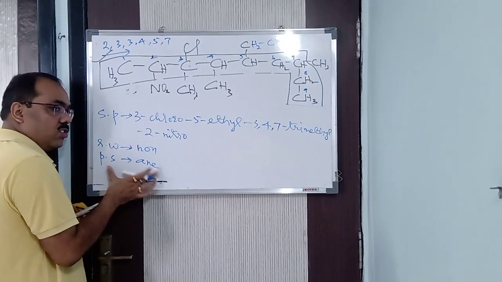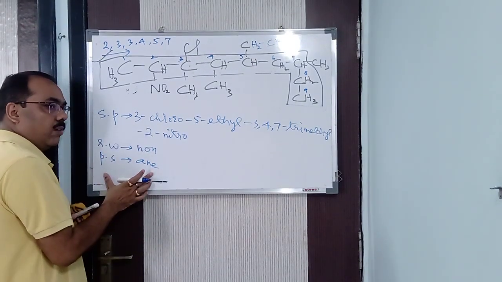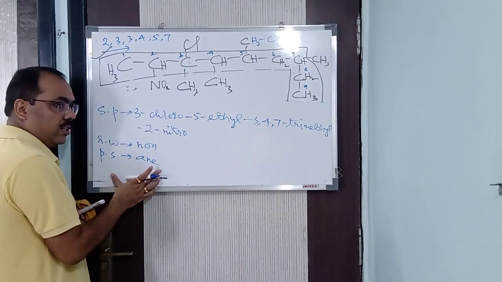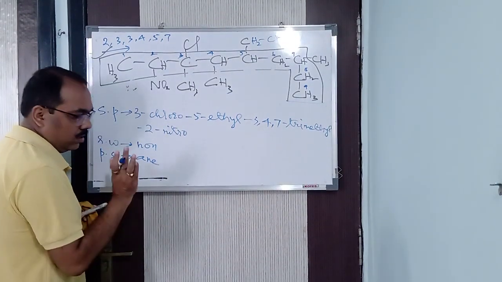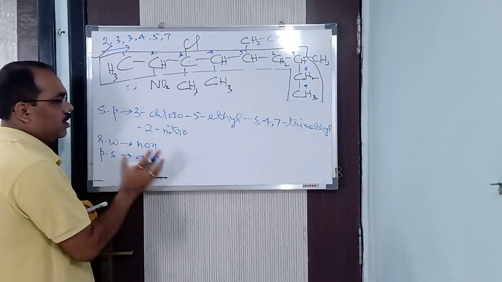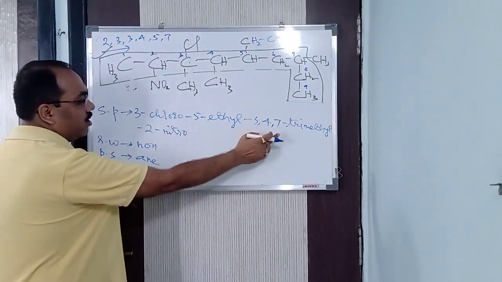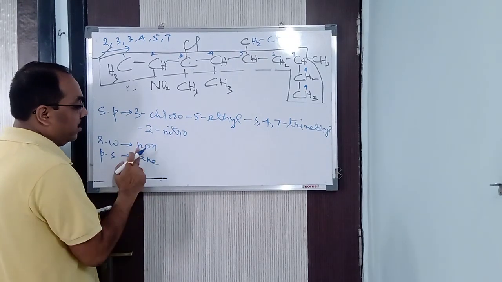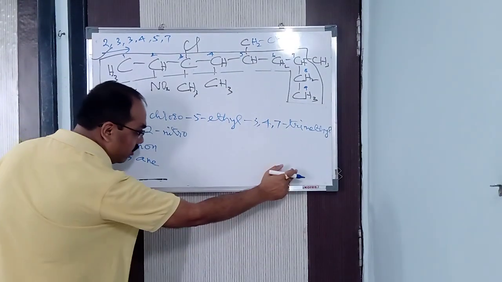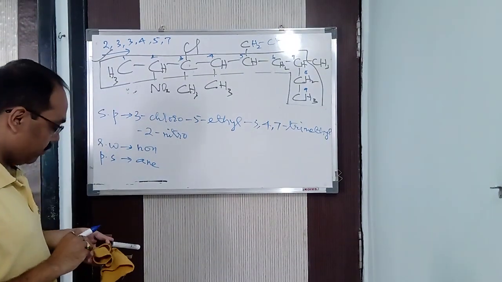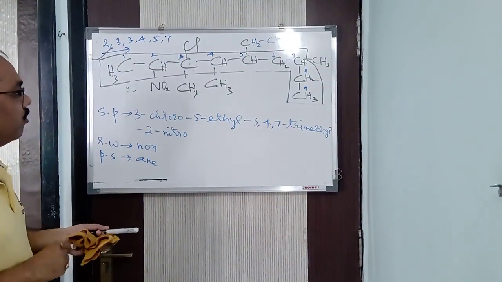Now this is the process I am teaching you. You won't find all this process in any book. I am teaching you this particular method because it will be easier for you to write the name so that you won't make any mistake. Got it? So hence, 3-chloro, 5-ethyl, 3, 4, 7 trimethyl, 2-nitro, nonane. You have to write down the answer. If you don't write the answer, 0. Got it? Because that is my answer.